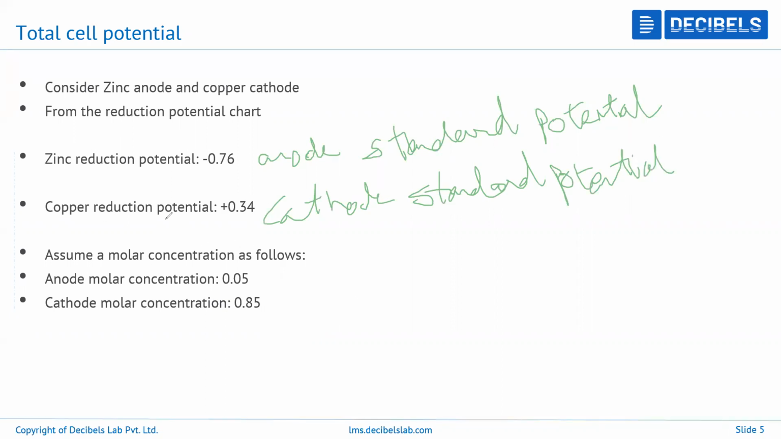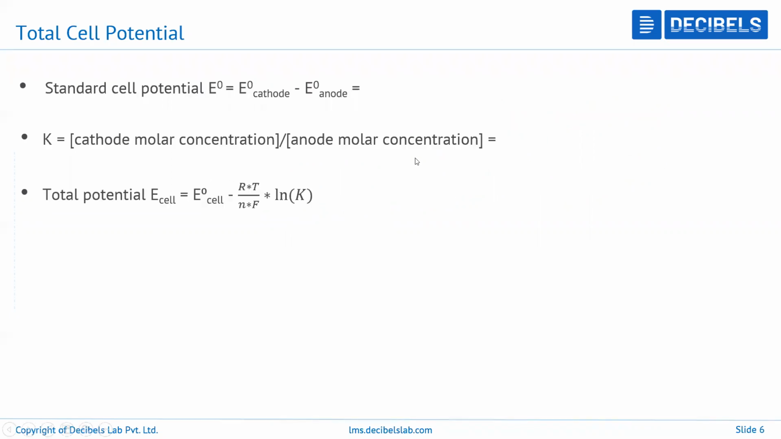Okay, so these are your individual electrode potentials, and these are your molar concentrations. Let's apply the Nernst equation and find out the total cell potential given these values. Let's first calculate the standard cell potential, or E naught of cell. That is E of cathode minus E of anode.